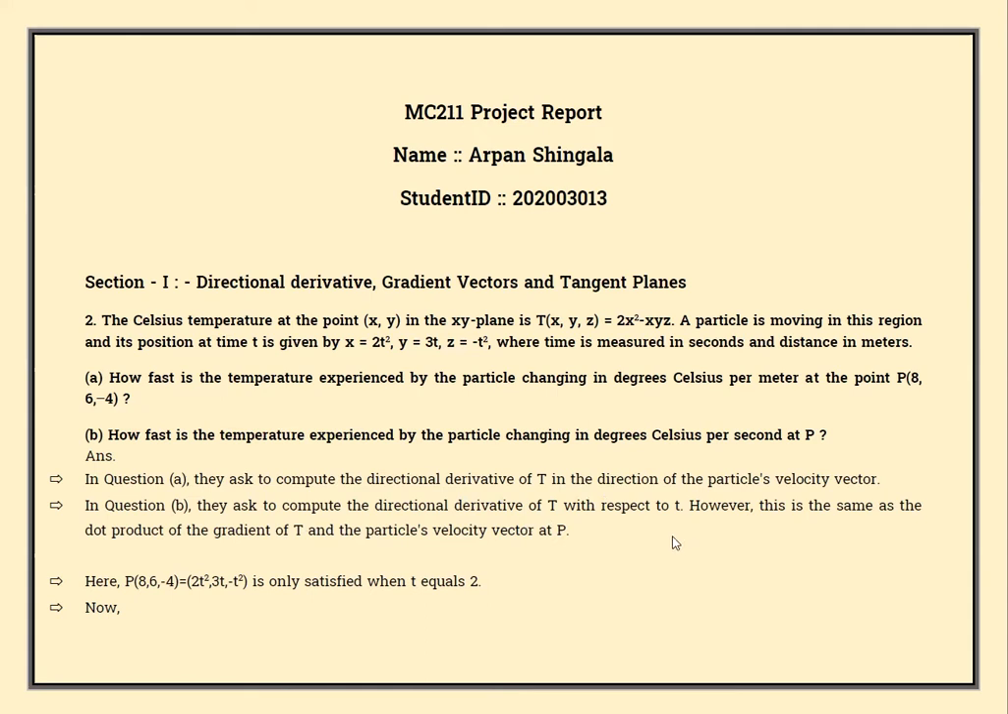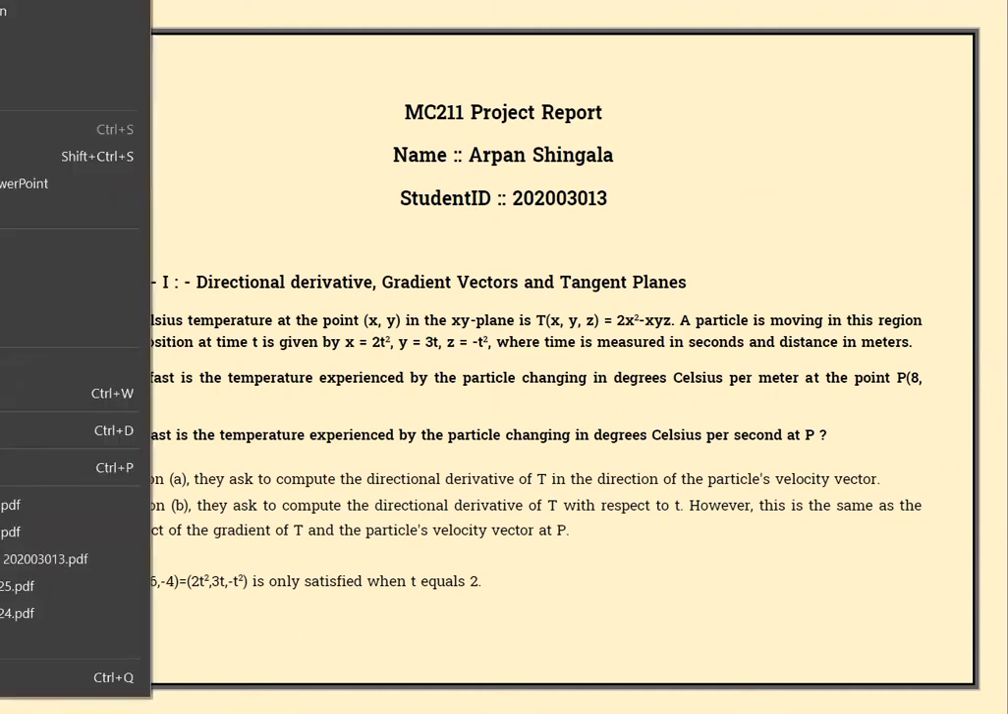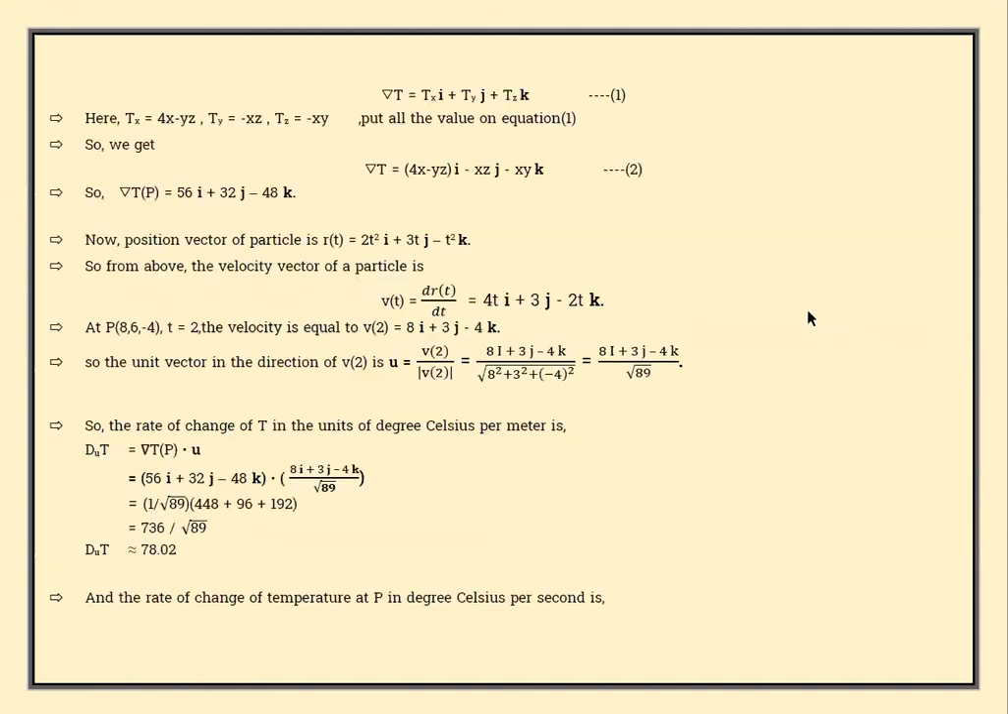But this is the same as the dot product of the gradient of T and the particle's velocity vector at t. Here, the given point states that our particle is at point P when time equals 2. Now we will calculate the gradient of T at point P, as follows. And now we have the position of the particle, and from that we calculate its velocity vector at point P, or we can say at time equal to 2.